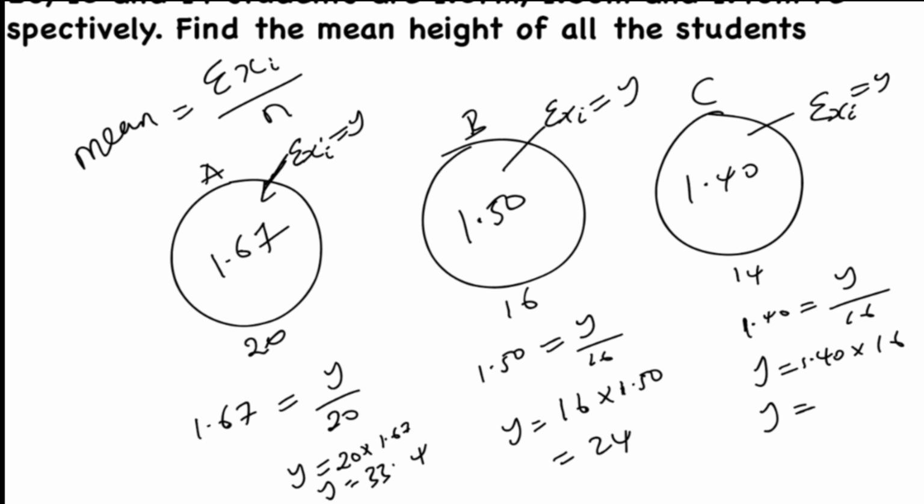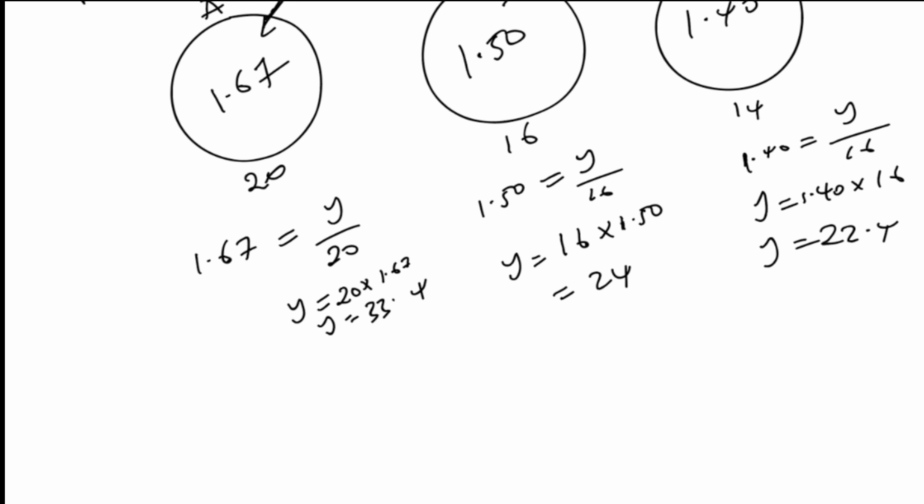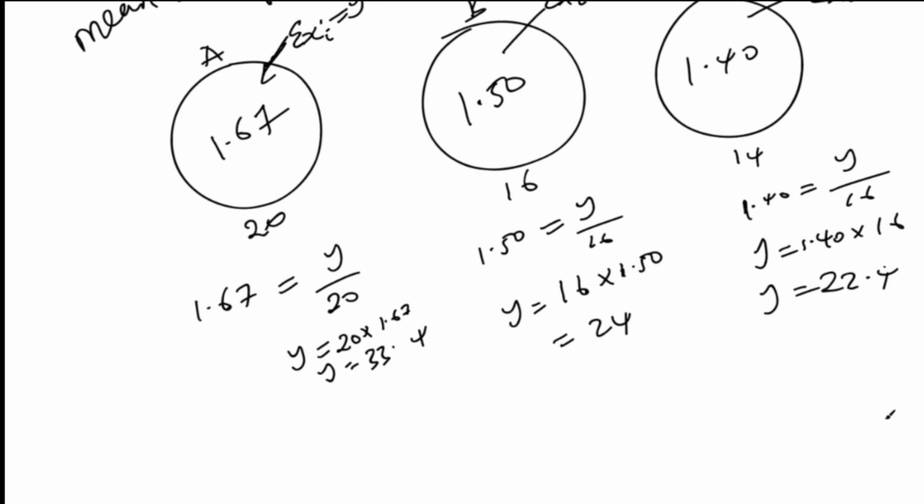This other one is 1.4 multiplied by what? 16. What is the answer? 22.4. You see? These are the values. Now, the question says that what? We should now calculate what? The mean of all the height of all the students. So from this particular value now, we will be able to do this.